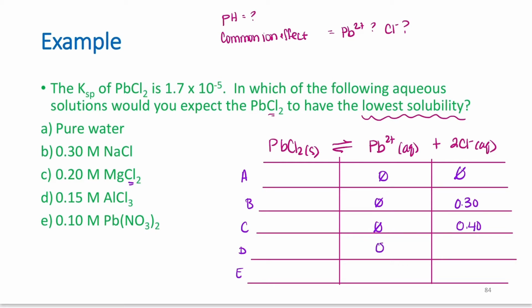D doesn't have any lead in it, but it does have aluminum chloride in it. It's got 0.15 molar aluminum chloride, which is the same as 0.45 molar chloride ions, because of the 1:3 ratio of aluminum chloride to chloride ions. And E is a 0.1 molar solution of lead 2 nitrate. It has 0.1 molar lead in it and no chloride in it. So which one's going to have the largest effect here? The one that has the highest concentration of a common ion. Which one's going to have the lowest solubility? 0.15 molar silver chloride, or aluminum chloride.